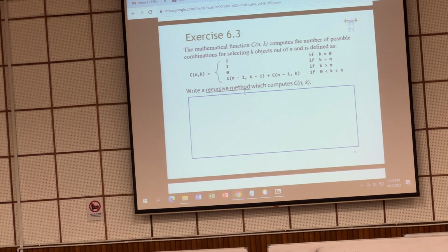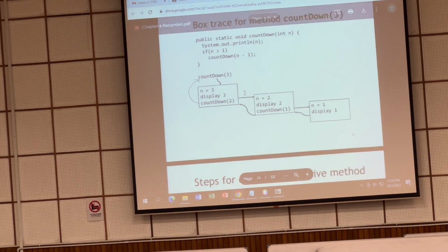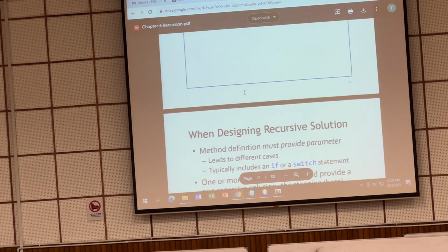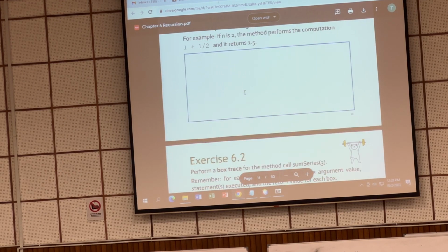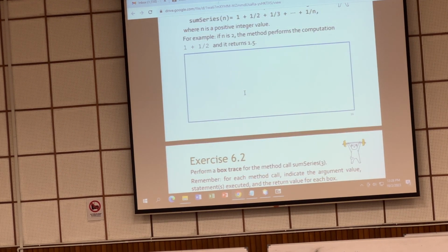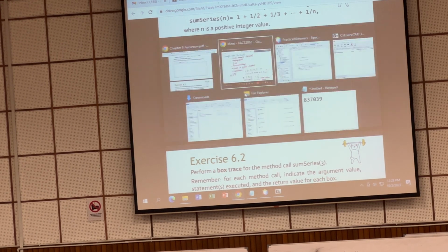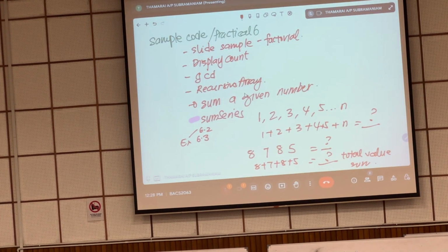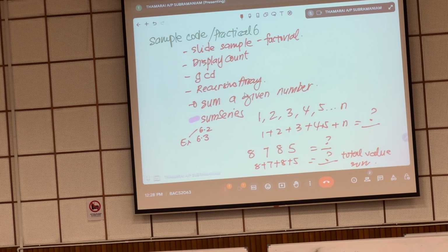So you have exercise 6.3. Okay, so these are the areas that you have to pay attention to in terms of coding. So chat, do you have any questions on recursive?